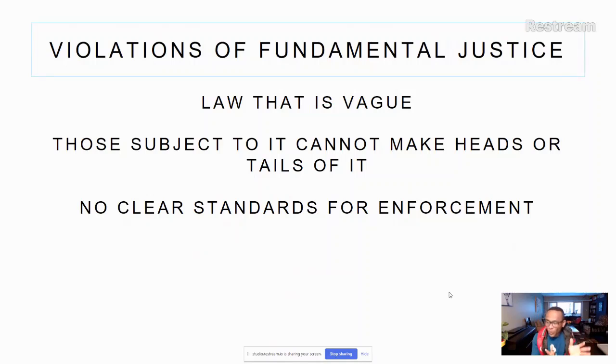Okay. A fourth way, law that is too vague. So obviously, the government is going to take away your right to life, liberty, or personal security. You should at least know what the hell they're doing. If the law is too vague, such that you, who is supposed to follow the law, cannot make heads or tails of it, there are no clear standards for enforcement. The law is not very clear. If the law is too vague, then that's a violation of fundamental justice.